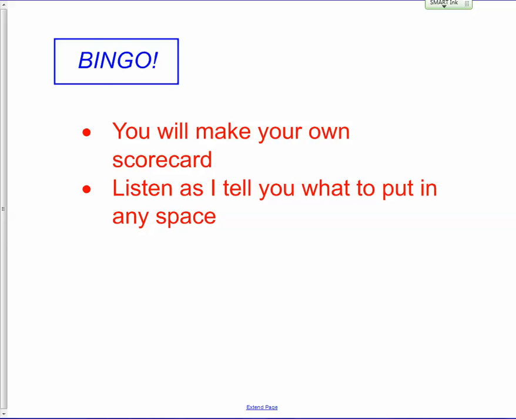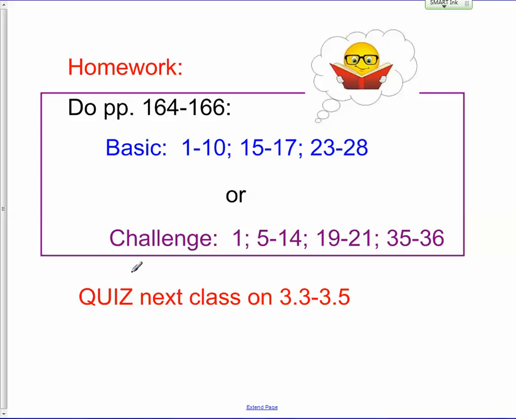All right, you made your own scorecard, and we played a bingo game in class, and then you have this to practice. Remember, you have a quiz next class on those lessons. This is adding and subtracting fractions and mixed numbers. Lesson 3.4 is using rounding to estimate, and this is fraction and decimal equivalents. So your homework's on these pages. Choose basic or challenge. See you next class.